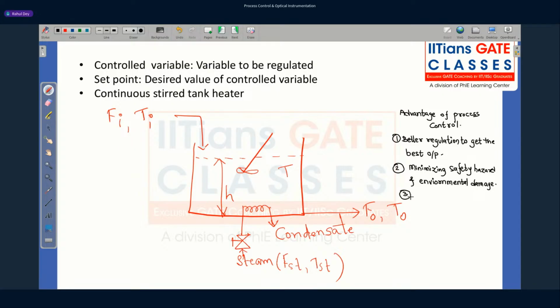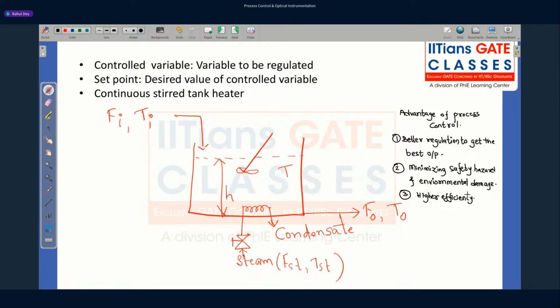Okay. Third point. What is my third point? So higher efficiency. I need higher efficiency. Okay, higher efficiency. Now, what can be the disadvantage?